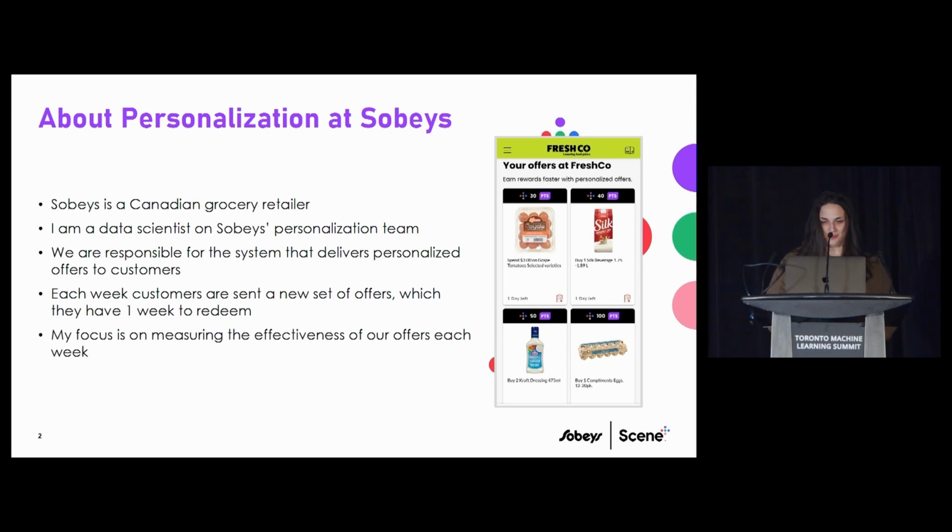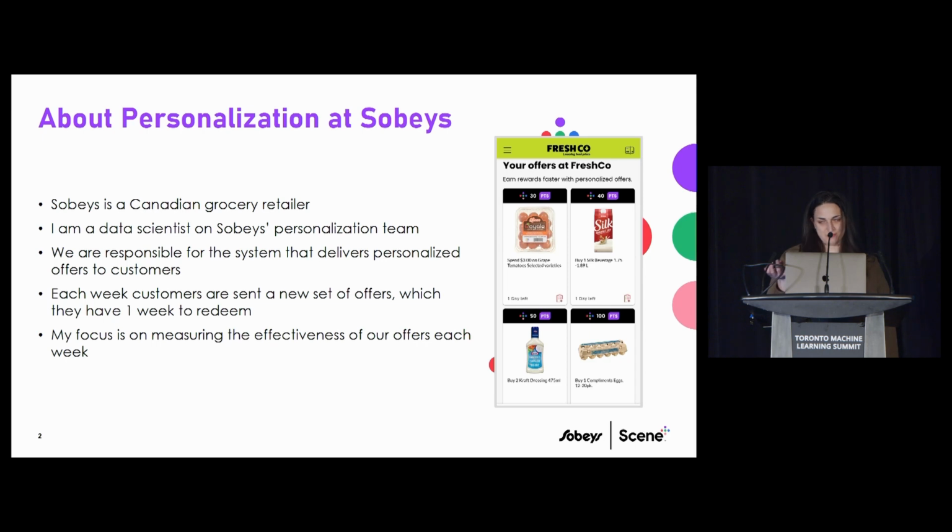So for those who don't know, Sobeys is a large Canadian grocery retailer. We operate different stores and banners across the whole country. We have Freshco, Foodland, Safeway, a bunch of them. And I'm a data scientist on the personalization team in particular. Our team's responsible for the system that delivers personalized offers to customers.